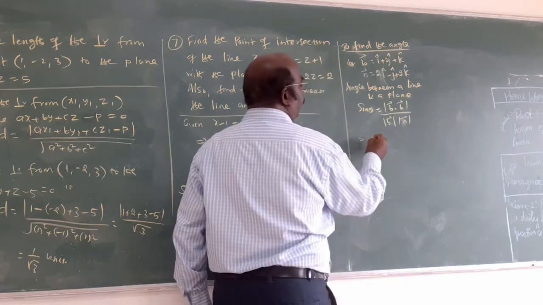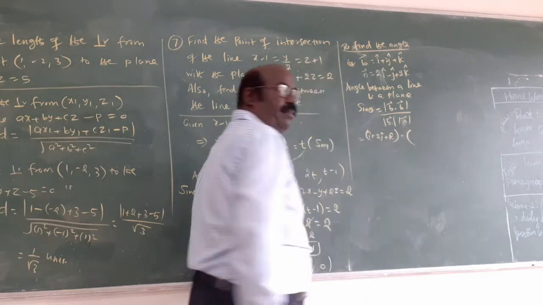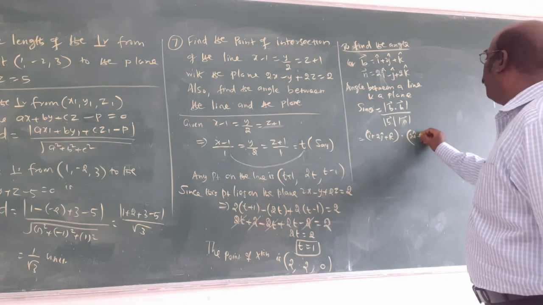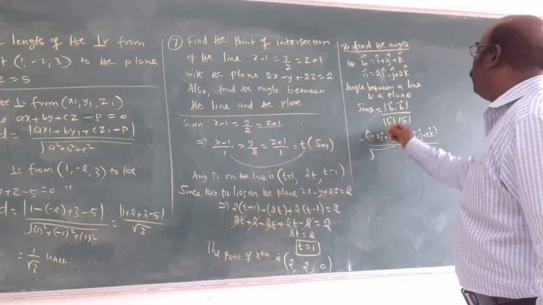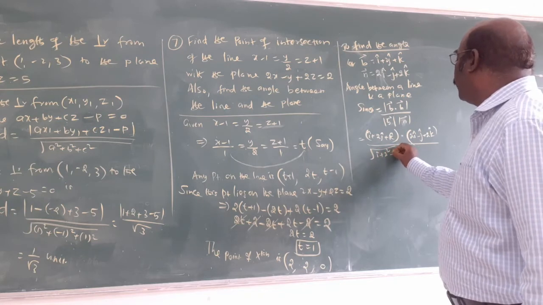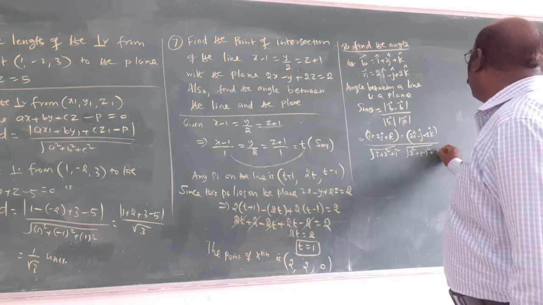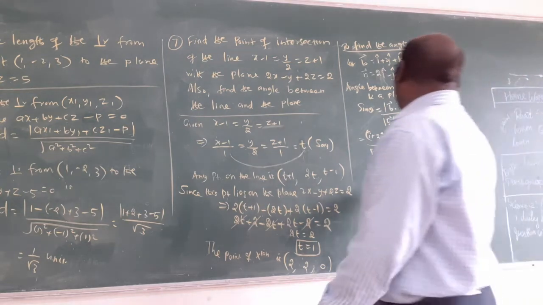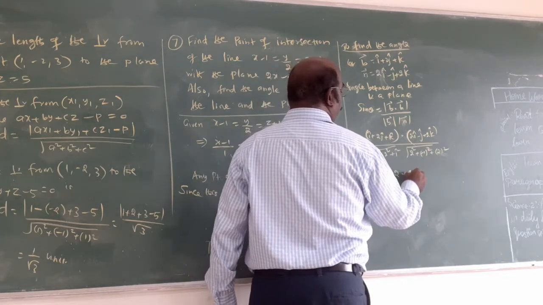Substitute b: that is i cap, 2j cap, k cap dot n. What is n? 2i cap minus j cap plus 2k cap, divided by the modulus. What is the modulus? Square root of 1 square plus 2 square plus 1 square, and again 2 square plus minus 1 whole square plus 2 square. Am I right? Now put the dot product, 2i minus 2 plus 2, modulus.